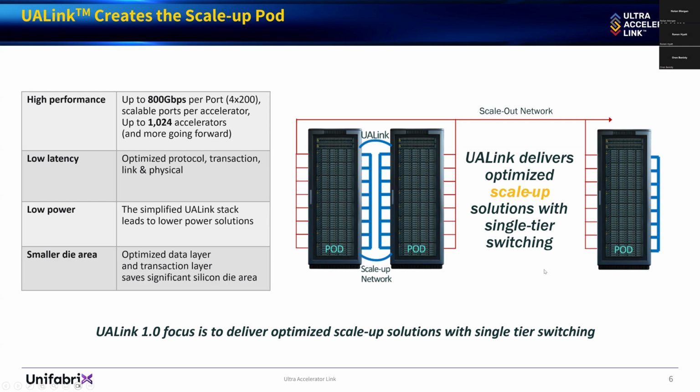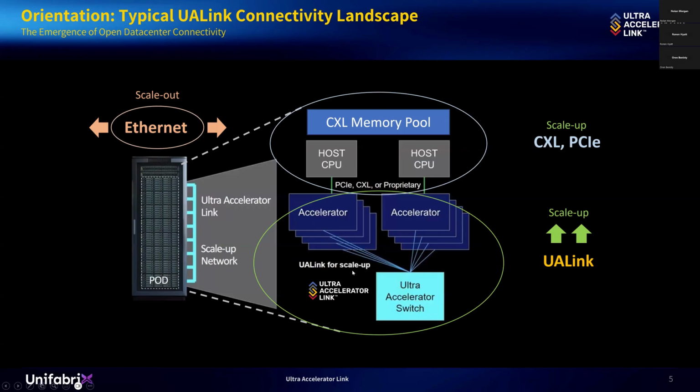UALink 1 focuses on single tier switching. So if I go back to the previous slide, what we see here, we have the accelerators, we have the switching tier, and there is only one switching tier. So there are 2 hops from one accelerator to the next accelerator.